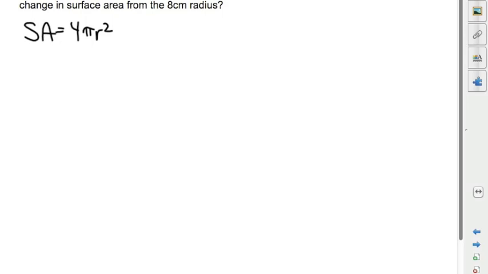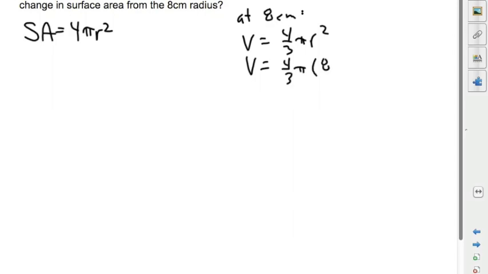So at 8 centimeters, the volume is, well, what's the volume? 4/3 times pi times r cubed. So what's the volume there?